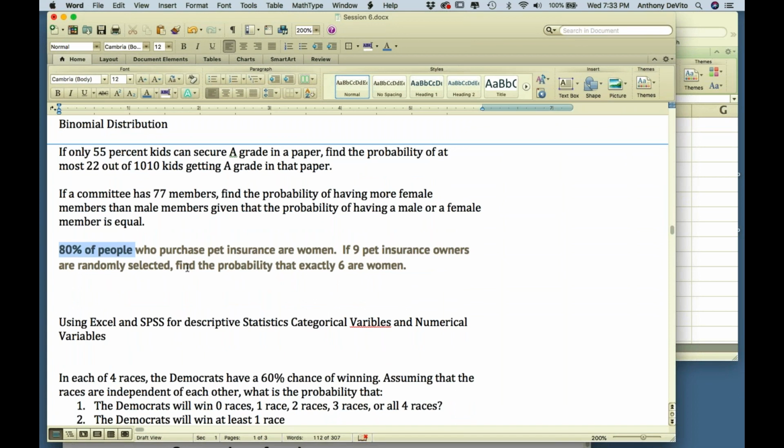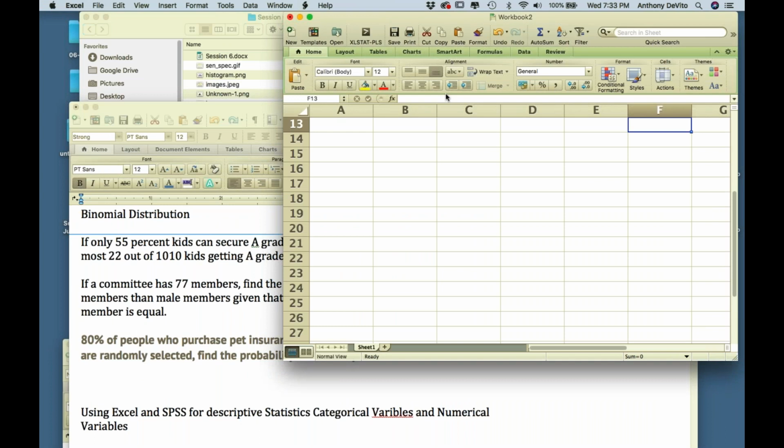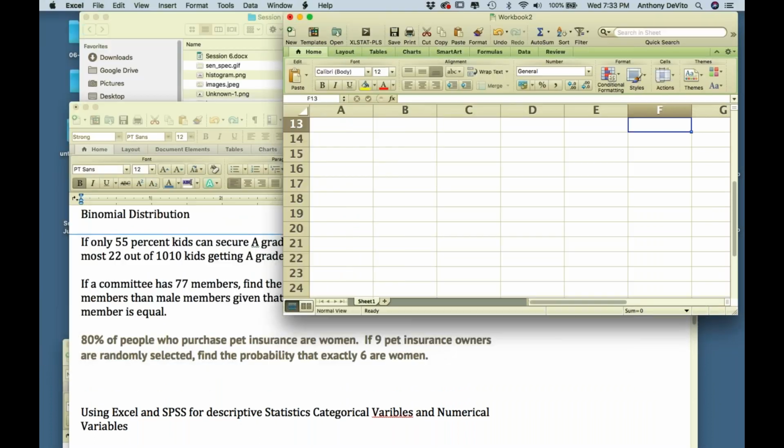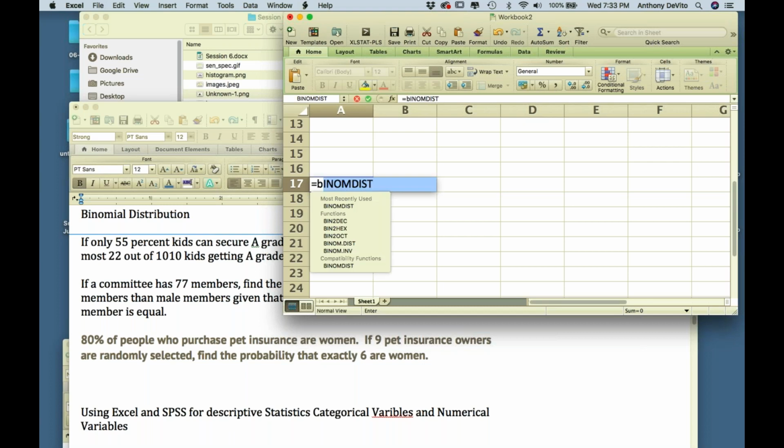80% of people who purchase pet insurance are women. If 9 pet insurance owners are randomly selected, find the probability that at least 6 of them are women. Okay, let's do that. Equals BINOM.DIST, parentheses. Let's see, number of successes. What's the probability exactly 6 of the 9 are women? So 6 is the number of successes I'm looking for, comma, the number of trials. We randomly select 9 pet owners. That's the number of trials, or sample size really, comma. What's the probability that anyone in the population who has pet insurance is a woman? 80% of people.